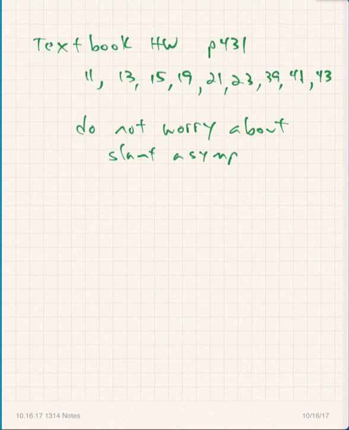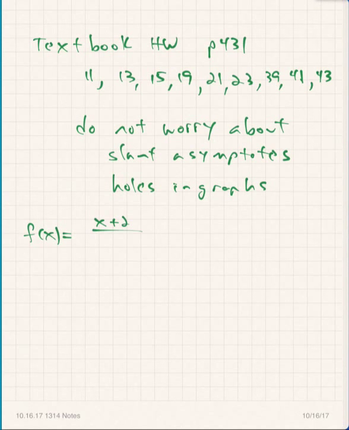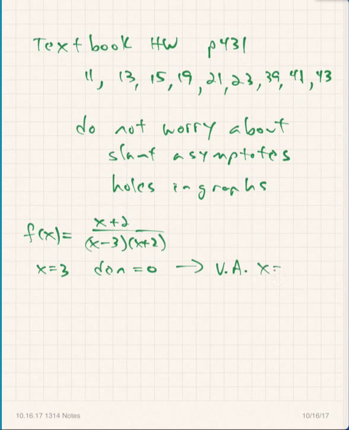Also, we didn't talk about this at all, really. Don't worry about holes in graphs also. Now the hole in a graph, just briefly here to finish this up, we've talked about how to find vertical asymptotes, right? So for the vertical asymptote, we talk about the denominator being equal to 0, and notice at x equals 3 the denominator is equal to 0. And so that means that there's a vertical asymptote at x equals 3.